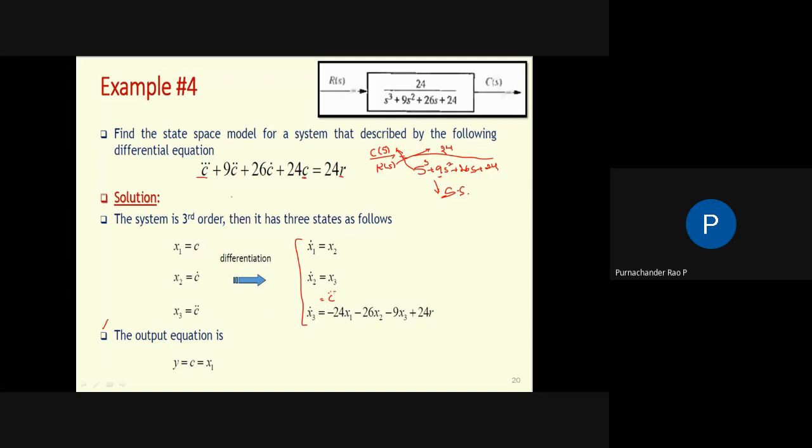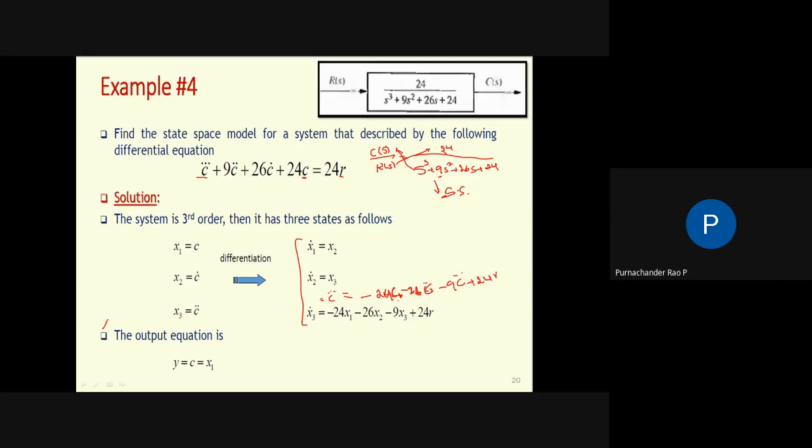That means C triple dash is equal to minus 24 into x1, that is, minus 24 into C, minus 26 into C dash, and minus 9 into C double dash, plus 24 into R.